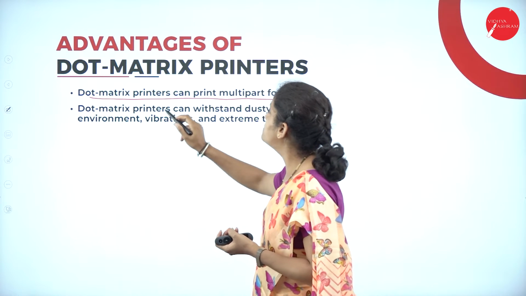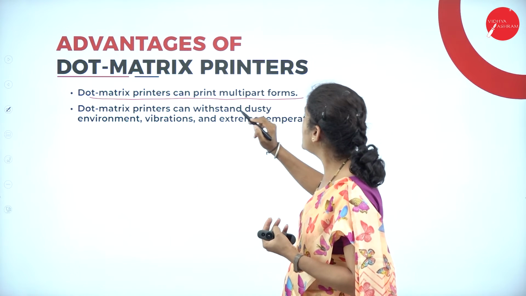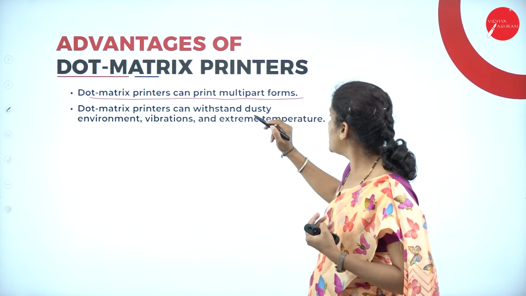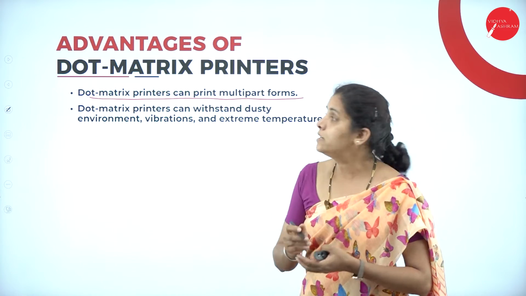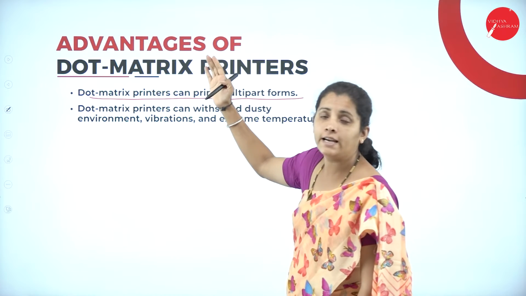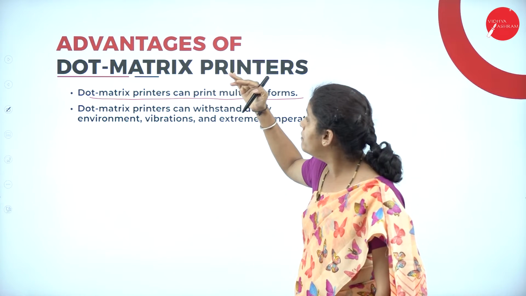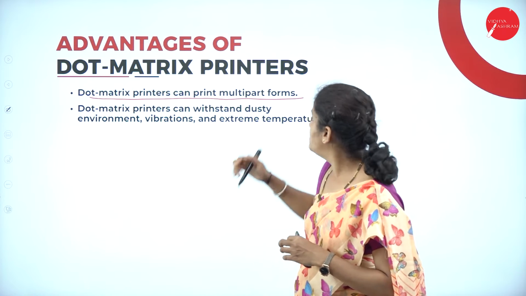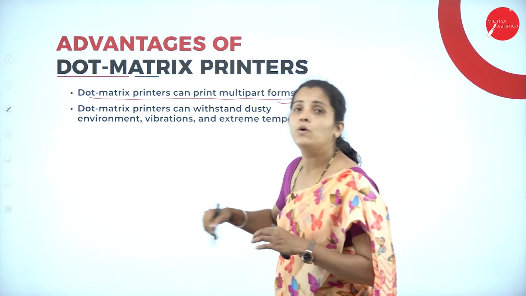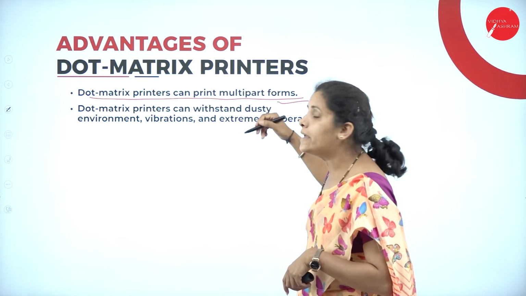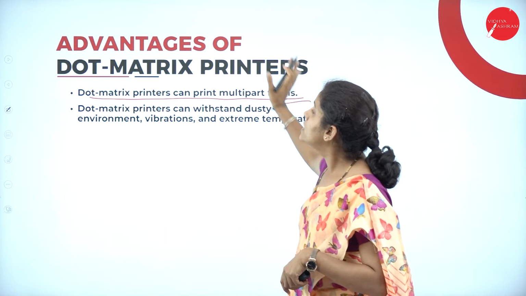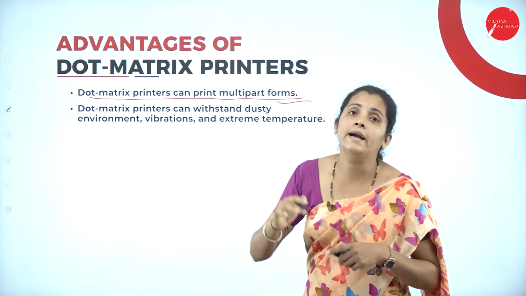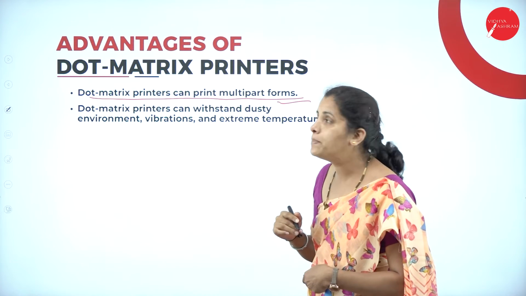Then dot matrix printers can withstand dusty environment, vibration and extreme temperature. That means the dot matrix printer can work in any kind of environment. It may be a dusty environment, vibration or extreme temperature. So this dot matrix printer is capable of working at any kind of temperature.